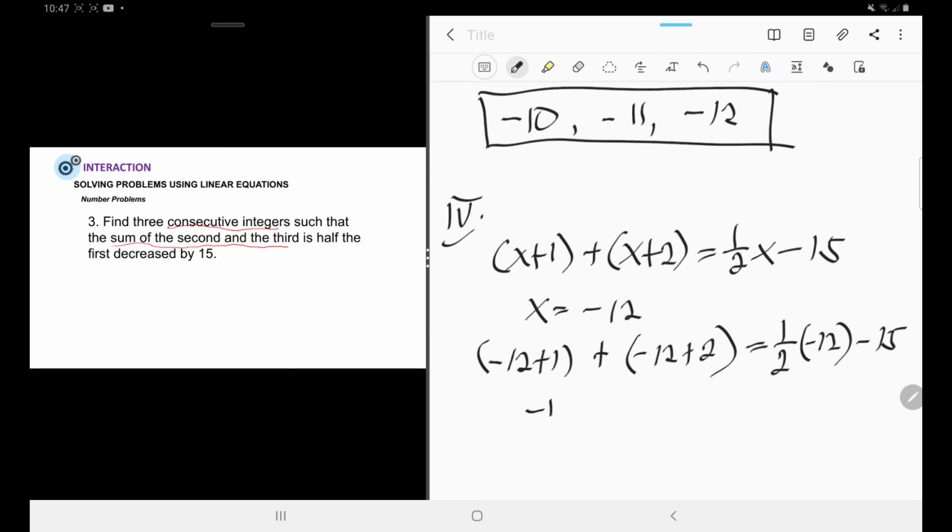Negative 12 plus 1 is negative 11 plus negative 12 plus 2 is negative 10, is equal to negative 12 times 1 half is negative 6 and then minus 15. Combine, negative 11 plus negative 10 is negative 21 equals negative 6 minus 15 is also equal to negative 21. So, we have the solution of negative 12 for the equation.